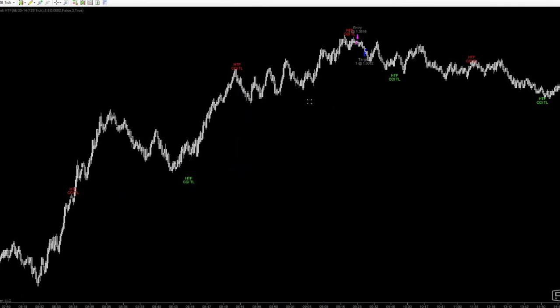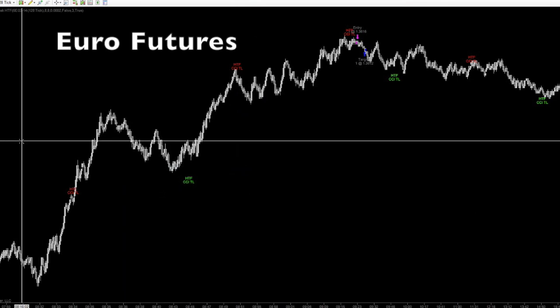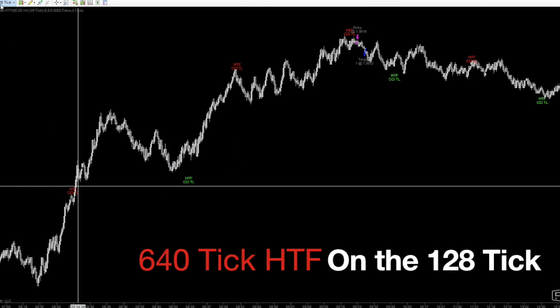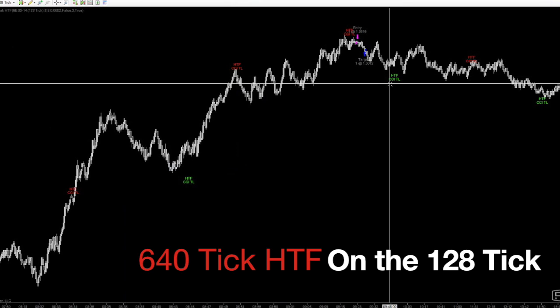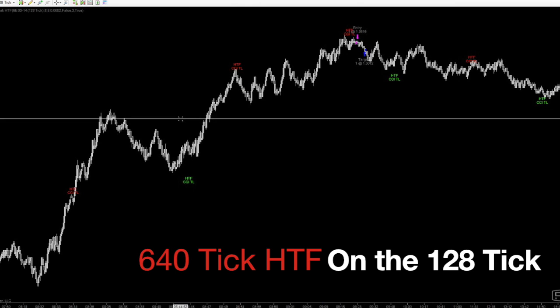So here's another chart just showing the lower time frame. This is the Euro futures, and it's a 640 tick chart on the higher time frame and a 128 tick on the lower. So we're looking at the lower time frame chart now, and here plotted are the trend line breaks from that higher time frame.